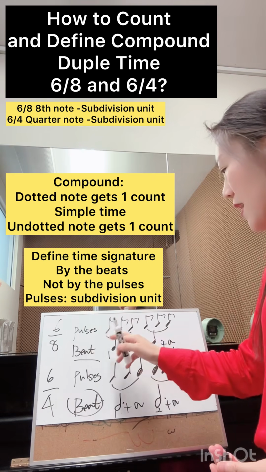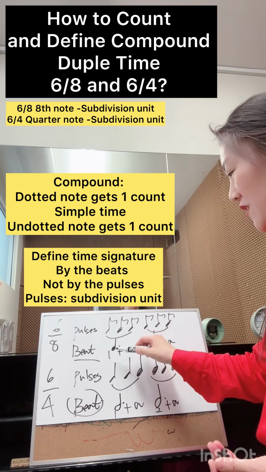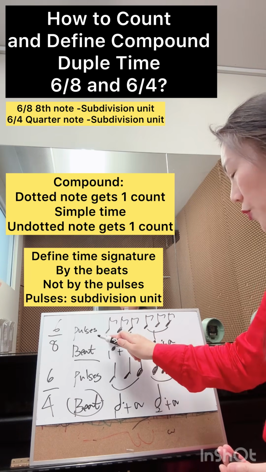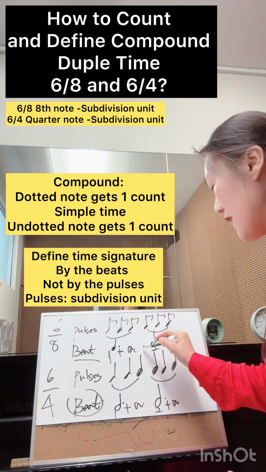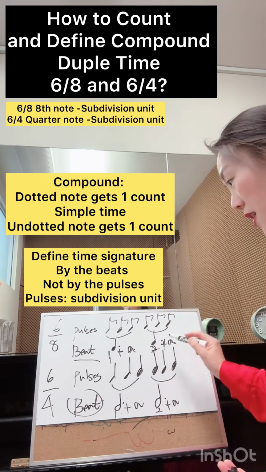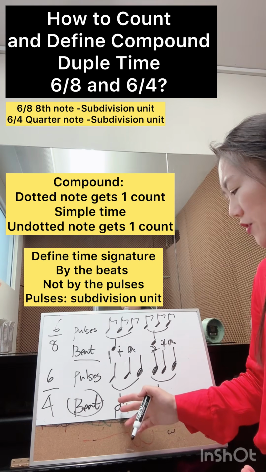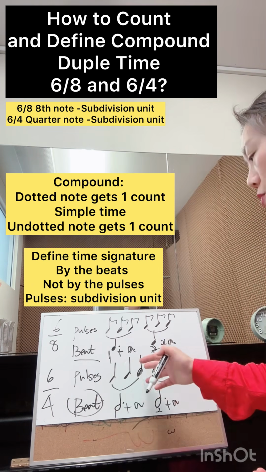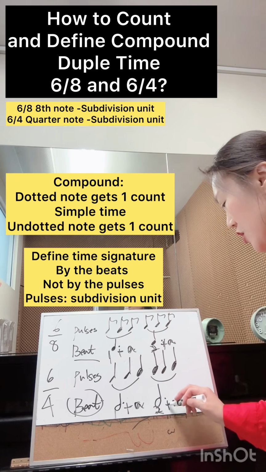In the 6/8 time signature, there are 2 dotted crotchet beats in each measure. So we subdivide the dotted crotchet into 3 quaver pulses and count 1 and 2 and. It's the same thing in the 6/4 time signature. We subdivide the dotted minim into 3 crotchet pulses and count 1 and 2 and.